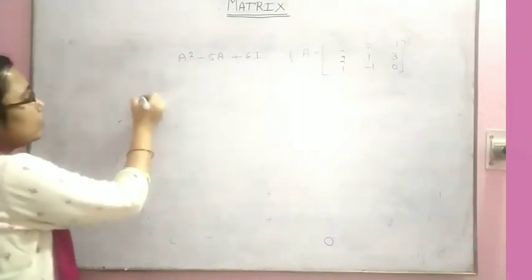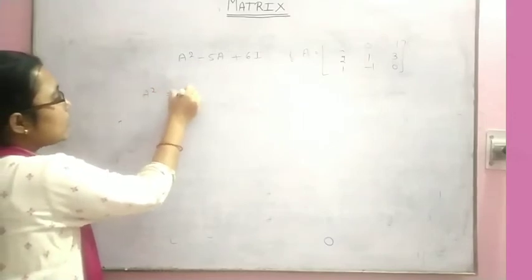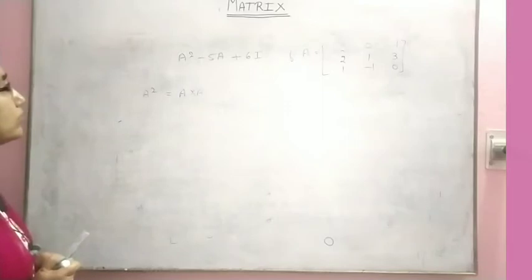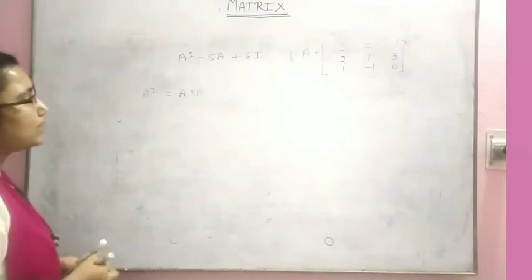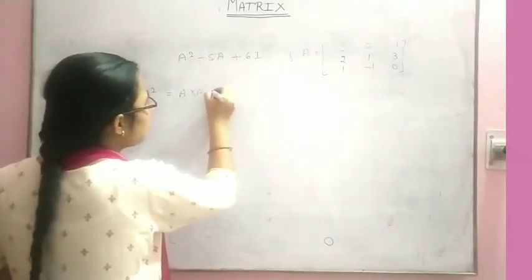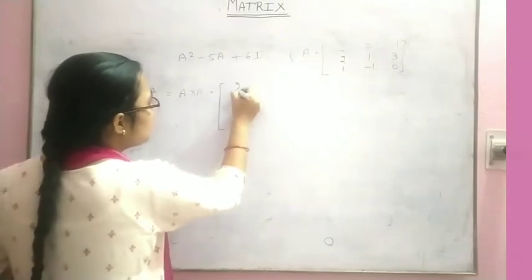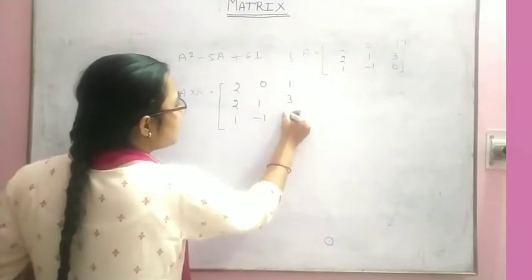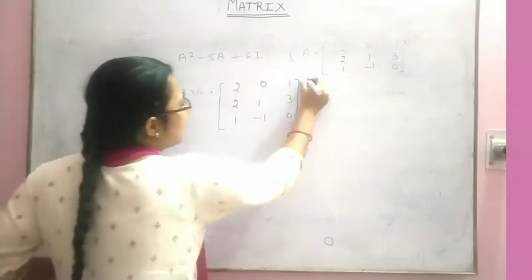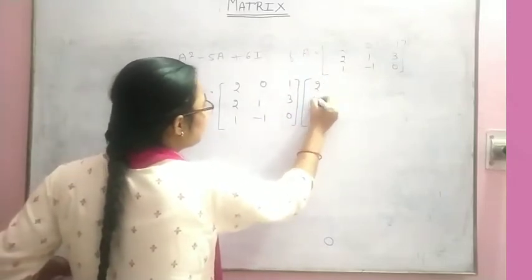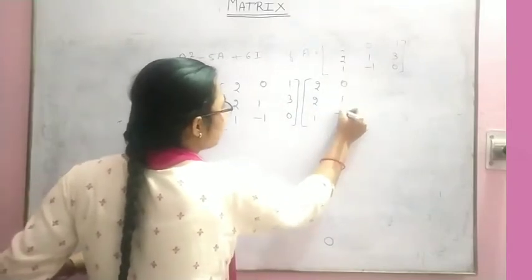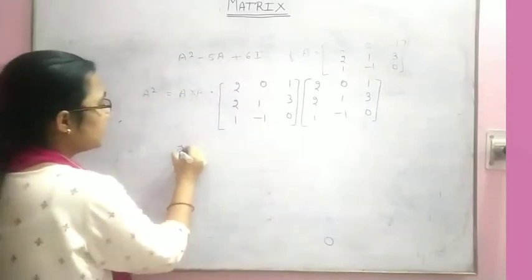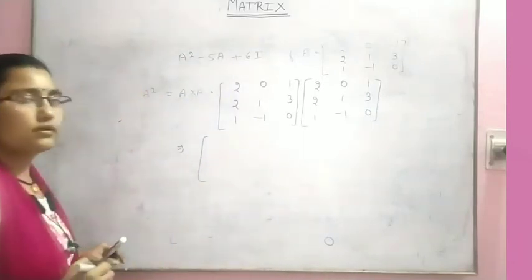Firstly, find out A squared. A squared is equal to A multiplied by A. We have to find out the multiplication of two matrices A and A. So A is given to you: 2, 2, 1; 0, 1, minus 1; 1, 3, 0. Again we have to write down A: 2, 2, 1; 0, 1, minus 1; 1, 3, 0. Then the multiplication of two matrices.